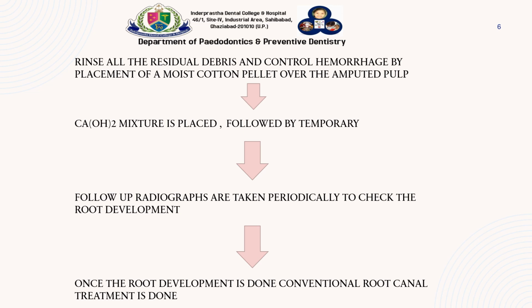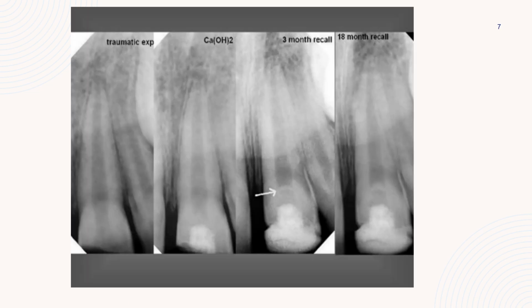Follow-up radiographs are taken periodically to check the root development every 3 months. Once the root development is done, then we'll continue with the conventional root canal treatment. So in this case, you can see a traumatic tooth, and in this, calcium hydroxide is placed. After placement of the calcium hydroxide, the patient is recalled after 3 months and the apex is checked, followed by the temporary restoration. Then again the patient is recalled after 18 months and a formation of the apex is seen at the base.